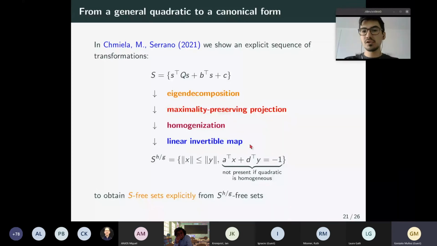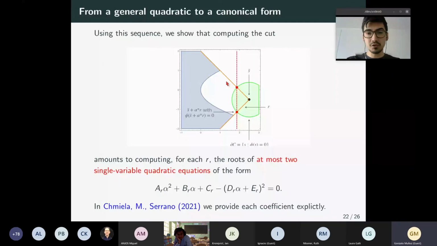We described everything in full detail in the paper. I don't have enough time to do that here. And the idea is that with this, we can use the construction that I just showed you for these types of sets and construct explicitly an S3 set for the original quadratic that you would encounter in a formulation. And then what we showed in this paper was also how to compute the cuts, because in order to compute the cut, you need to compute these intersection points that I mentioned before.